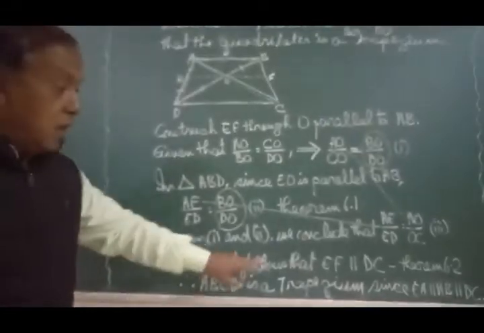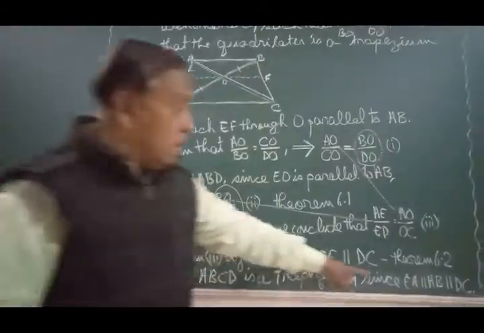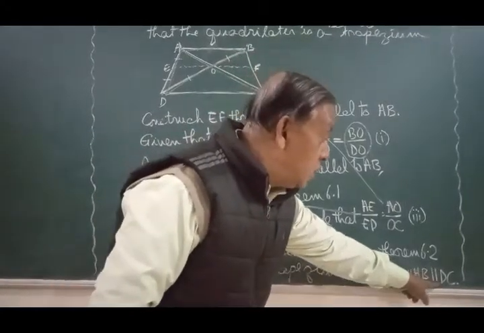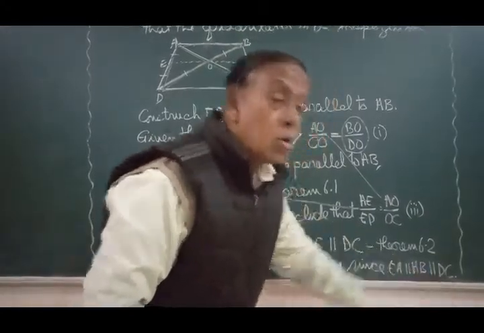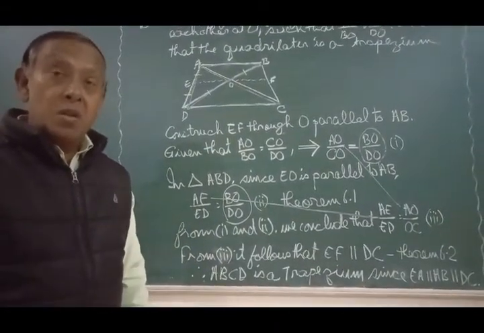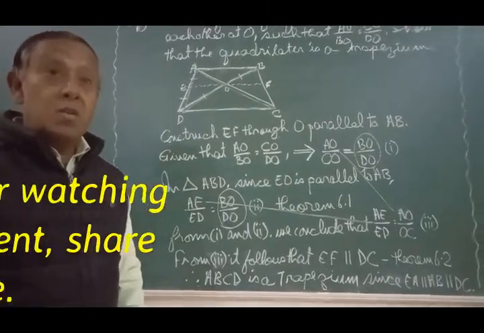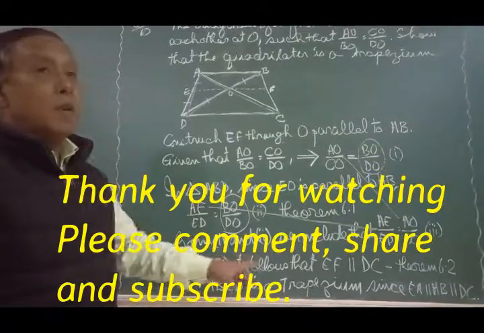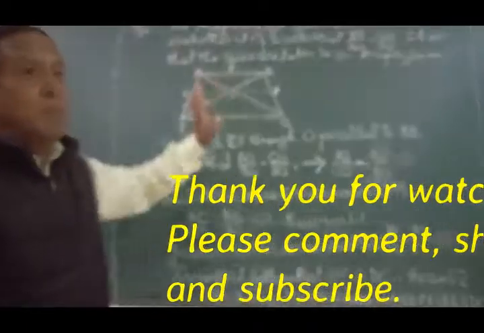And consequently, ABCD is a trapezium. Why? EF parallel AB parallel DC because EF parallel also DC. So we are now using the reverse of theorem 6.1, that is, from the proportionate sides the lines are parallel, therefore we have a trapezium. That's all.